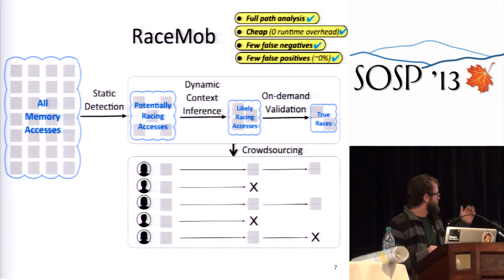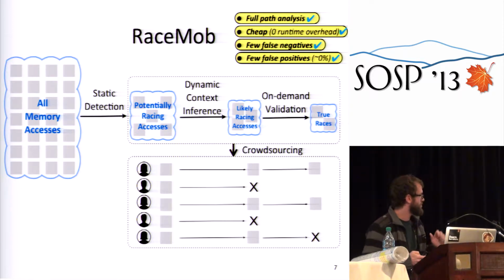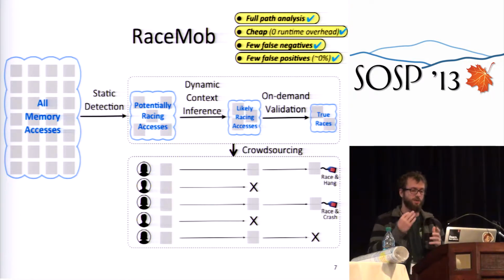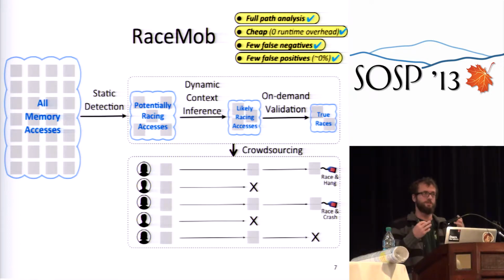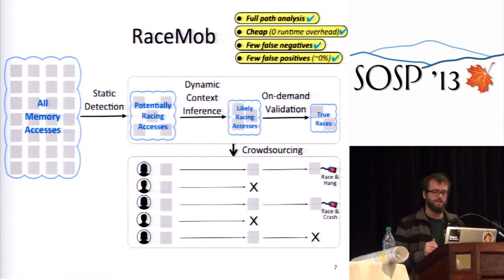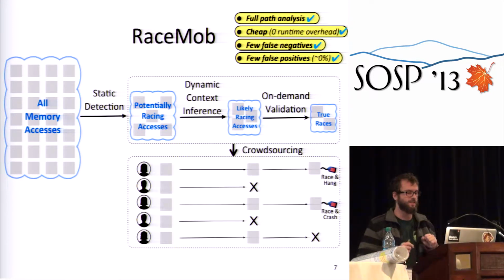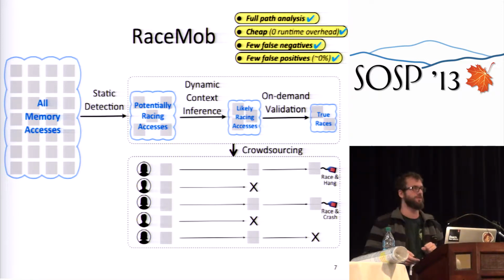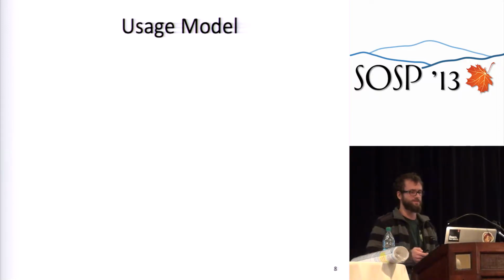For instance, in some cases, RaceMob can tag some of the races that are detected as causing a crash or a hang, and this will help the developers, again, prioritize their efforts. So essentially, RaceMob preserves full path analysis of static data race detection and the full path context of dynamic analysis at user sites. So how does RaceMob fit into today's software usage model that roughly looks like this?